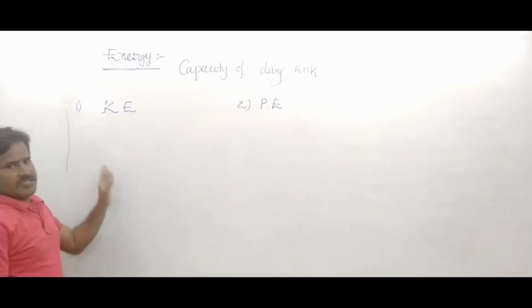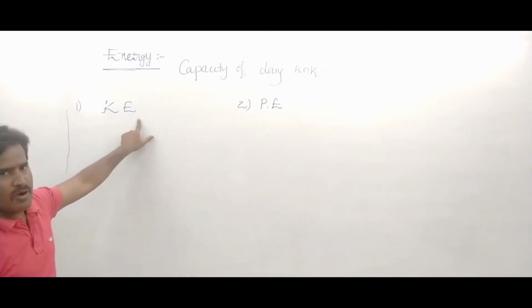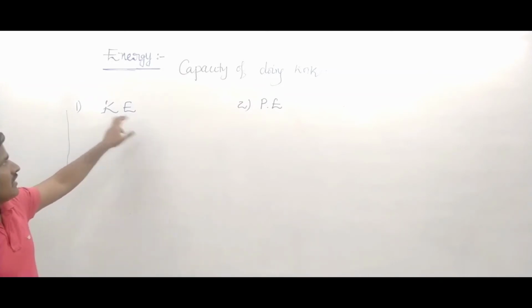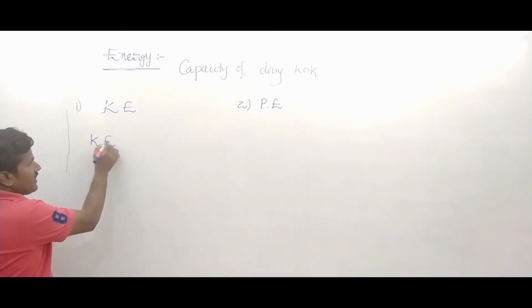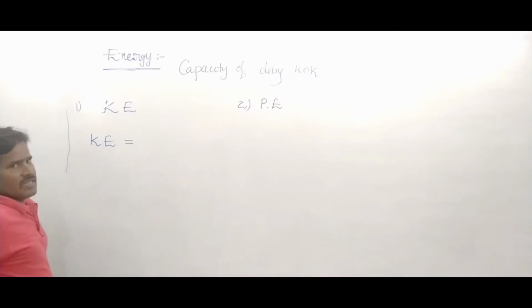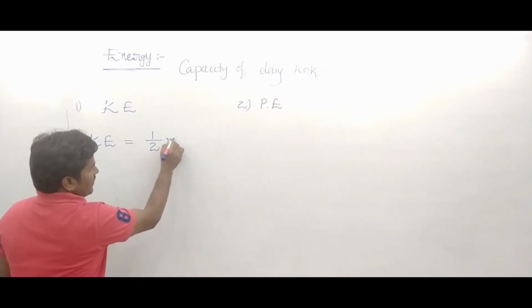Kinetic energy is the energy possessed by a body having certain velocity, a body in motion. That energy is kinetic energy. It is written as half mv square.